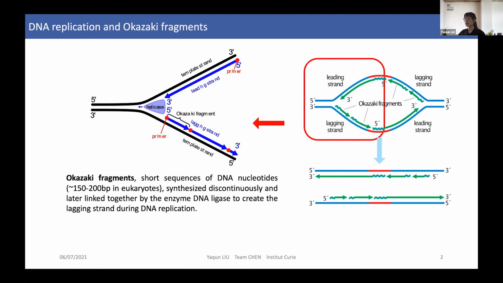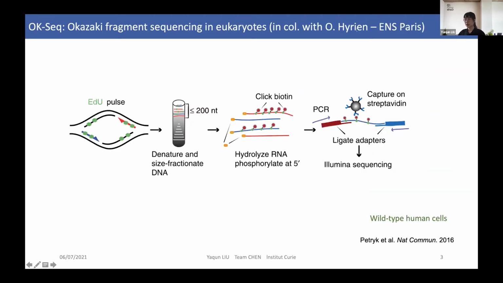Since the Okazaki fragments only show up on the lagging strand, we can use them to measure the replication fork direction. So in collaboration with Olivier Hyrien's team at ENS Paris, a new protocol to sequence the Okazaki fragments of human cells was successfully established. Basically, the nascent DNA sequences are labeled by EdU, then small DNA fragments less than 200 nucleotides, enriched with Okazaki fragments, are selected. Finally, the biotinylated fragments are captured with streptavidin, adapters are ligated, and then single-strand DNA sequencing is performed, which keeps the original orientation.